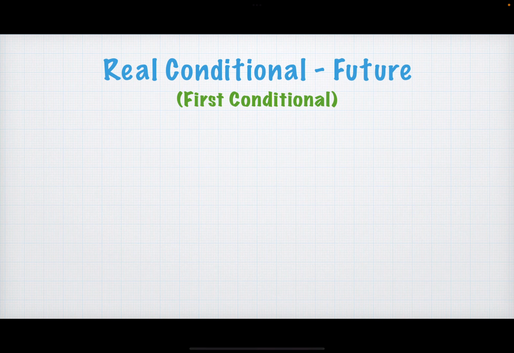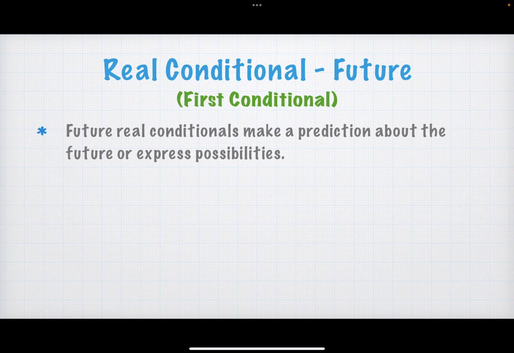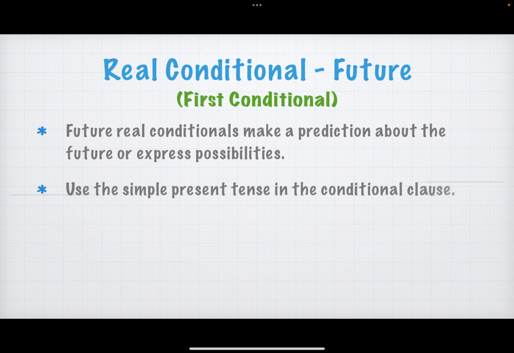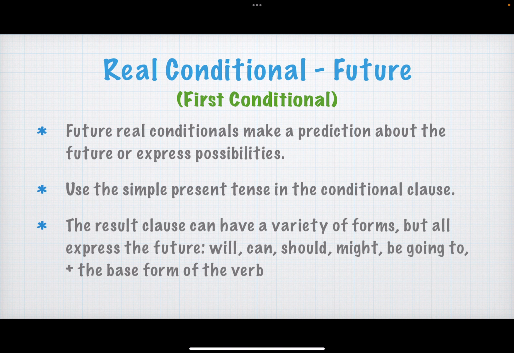Now let's talk about the real conditional for the future, also known as the first conditional. Future real conditionals make a prediction about the future or express possibilities. We use the simple present tense in the conditional clause. The result clause can use a variety of forms, but they all express the future. The most common one is will, but you can also use other modal verbs that express the future, such as can, should, might. Or we can use the other form to express the future, be going to. All of these forms are followed by the base form or the simple form of the verb.